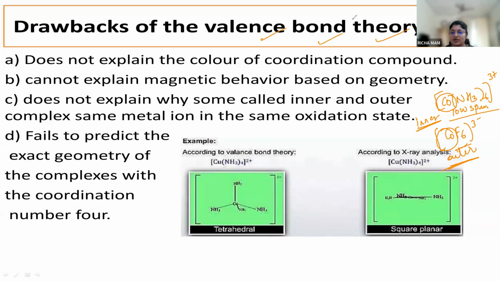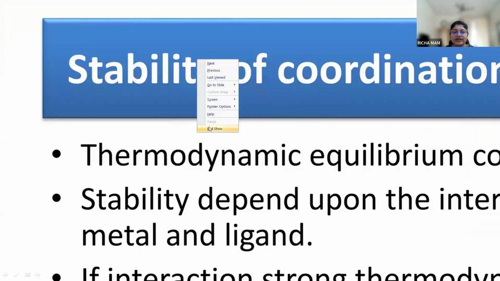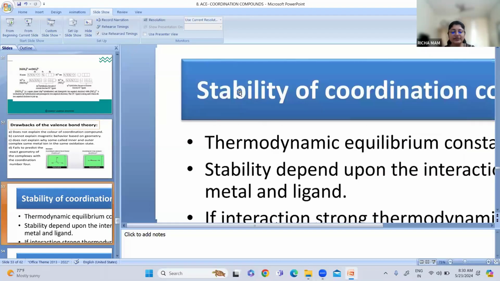Because valence bond theory could not be satisfied, next came the CFT, that is your crystal field theory. So let us discuss crystal field theory in tomorrow's class.